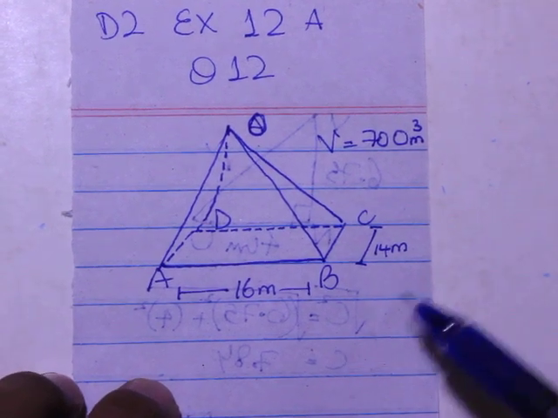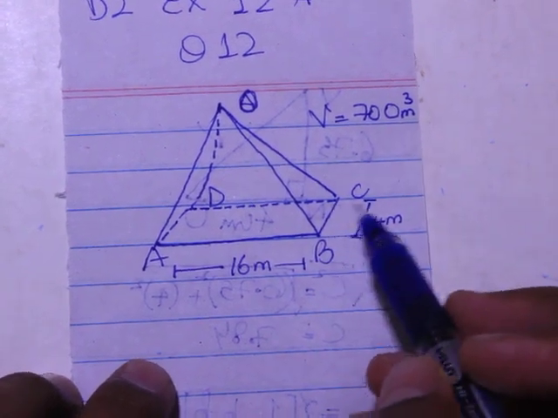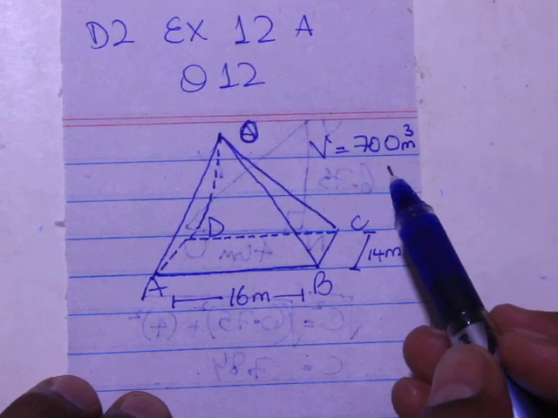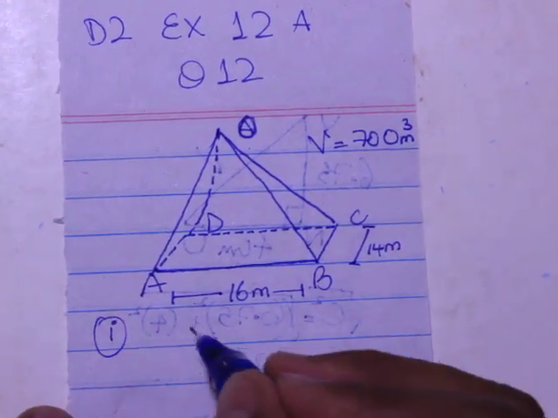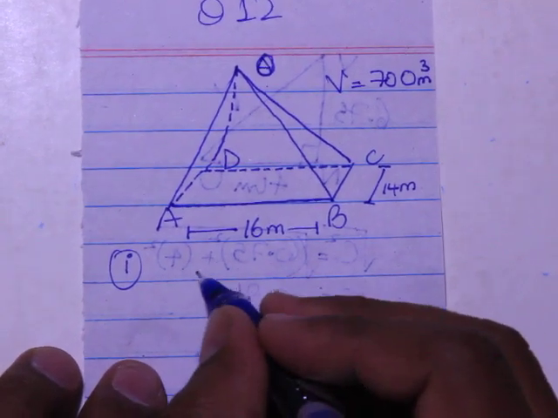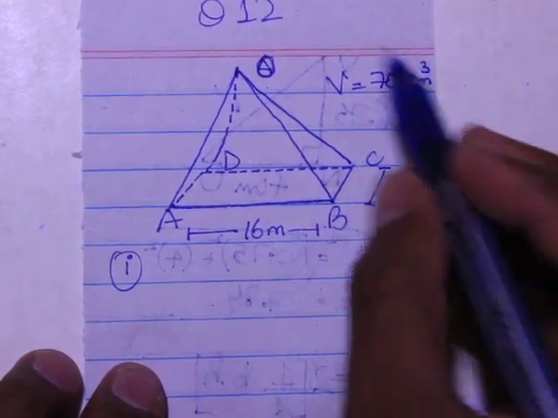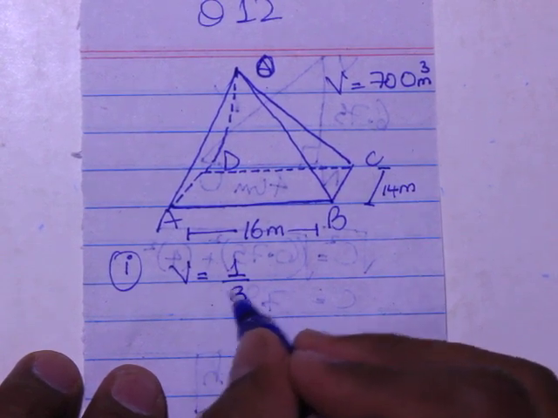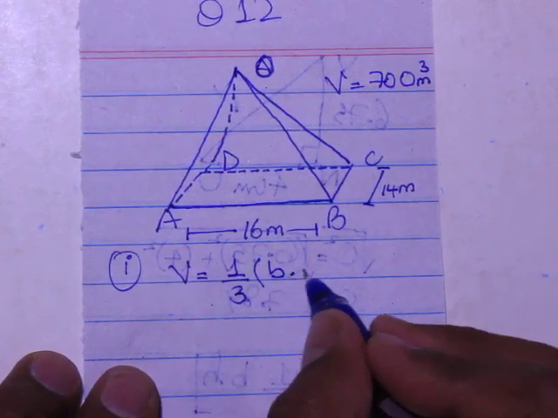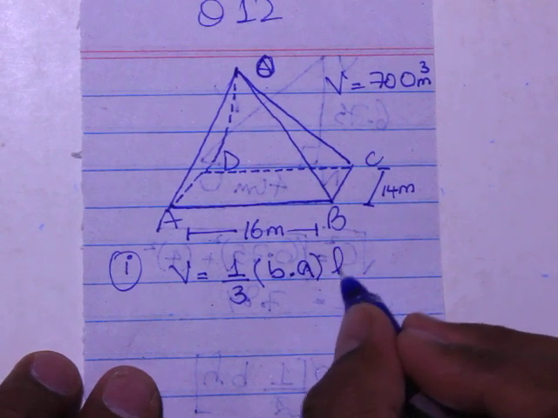It is the same as question number 11. In this question we are given the volume, and first of all we want the height. To find the height of this pyramid we must use the formula of volume because we are given the volume. So this is 1 upon 3 for every pyramid. We have the same formula, base area into height.